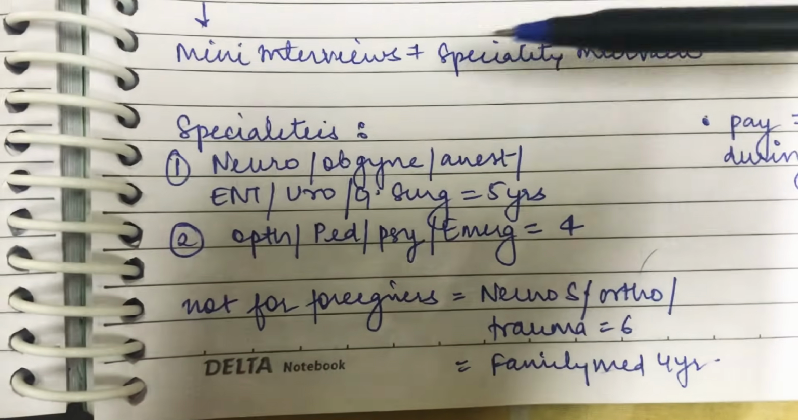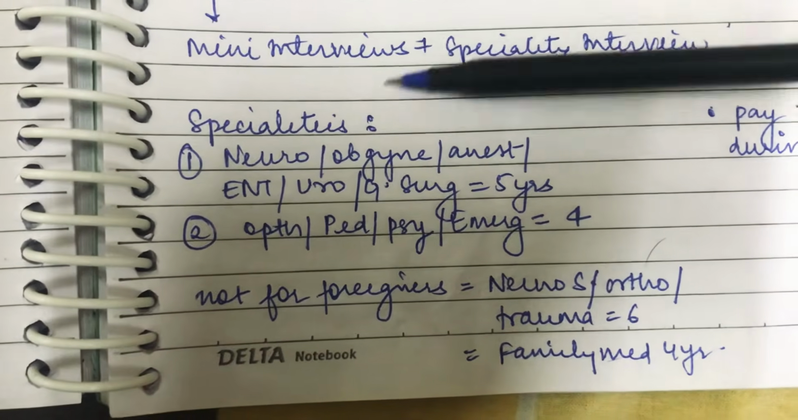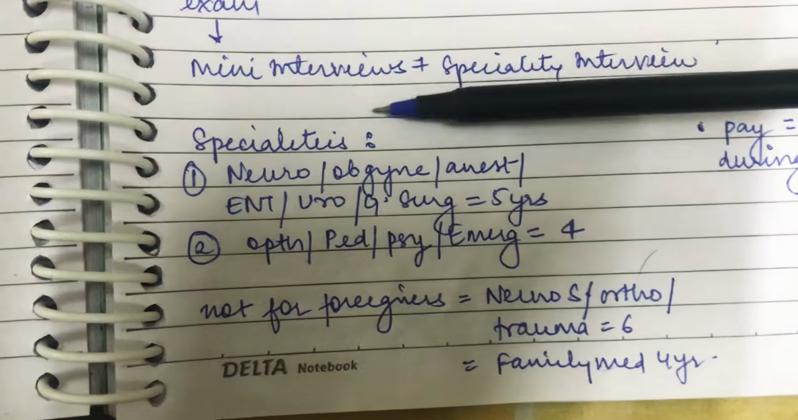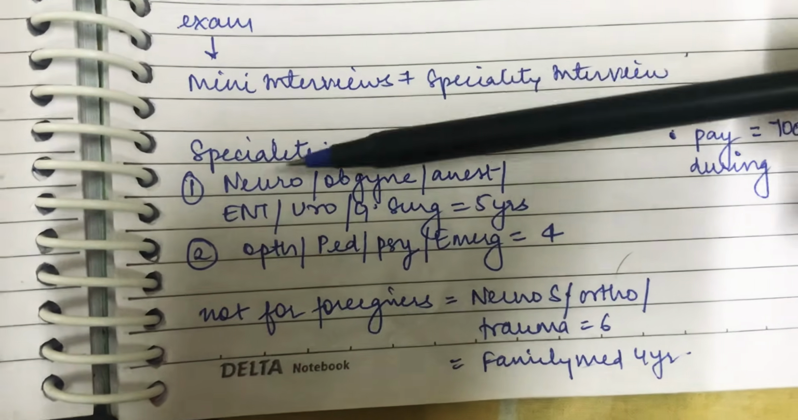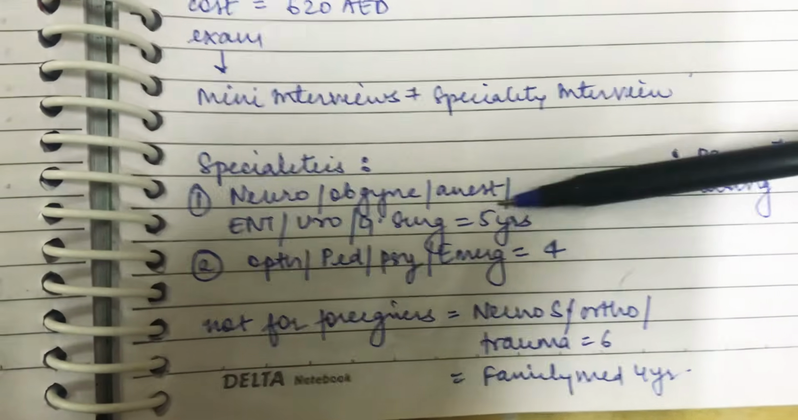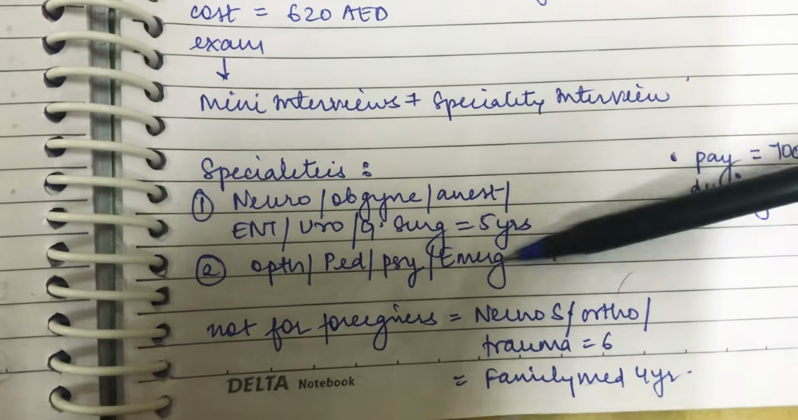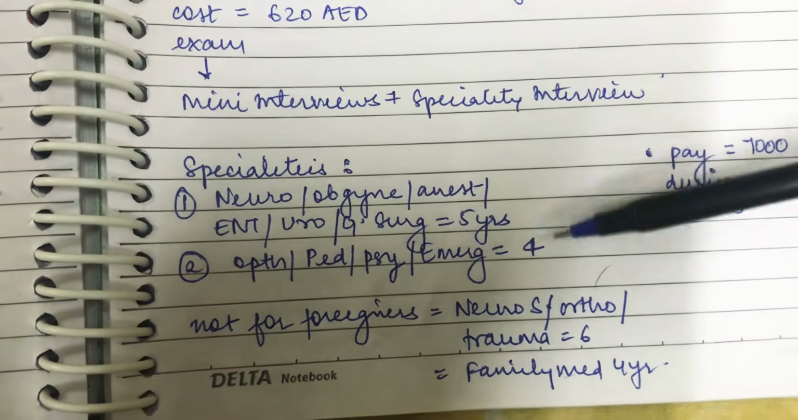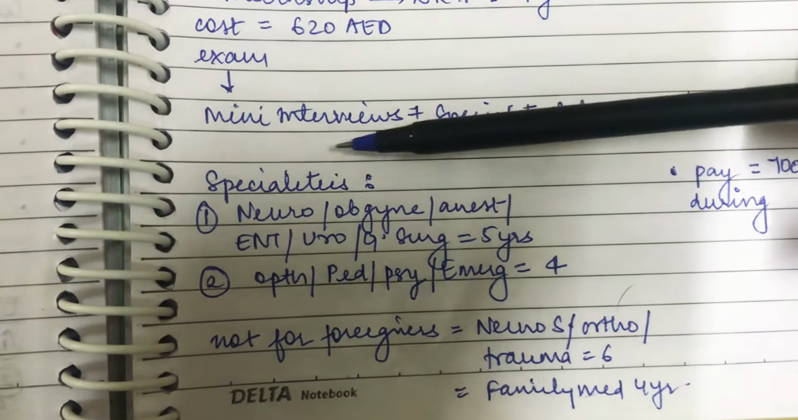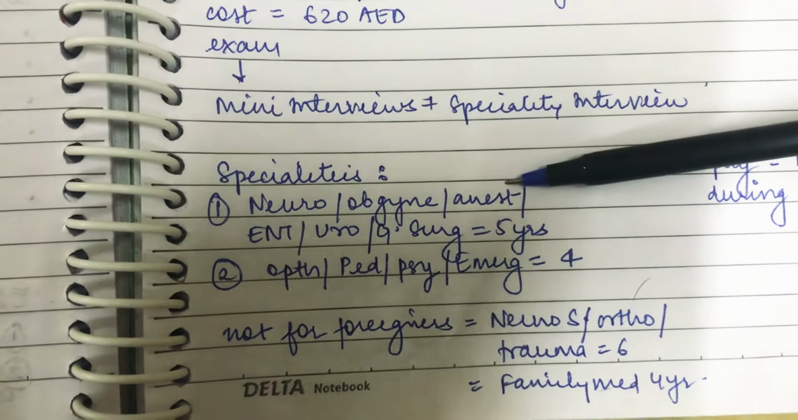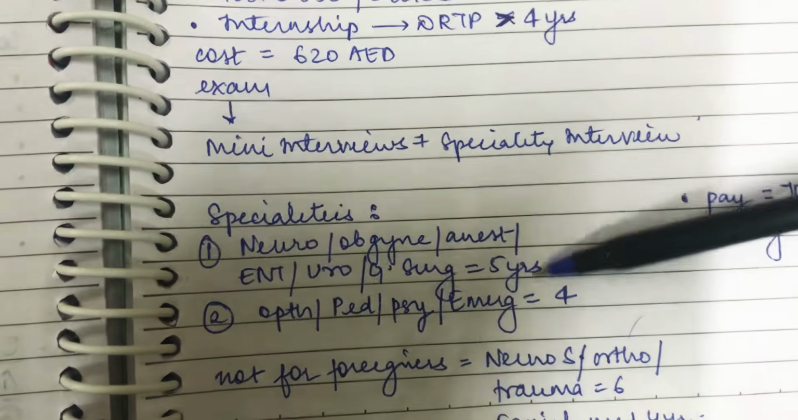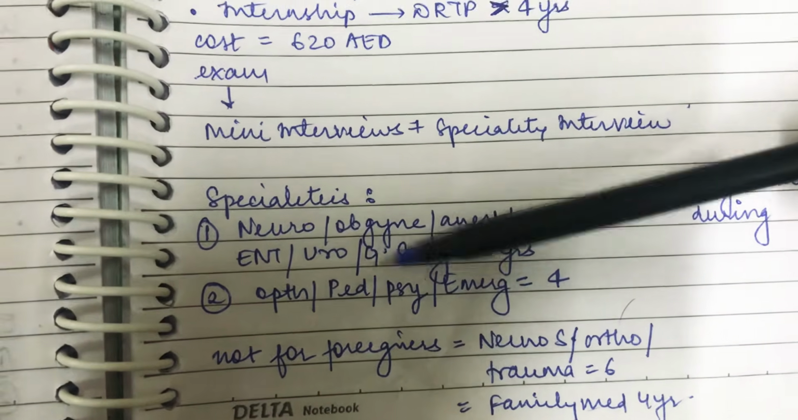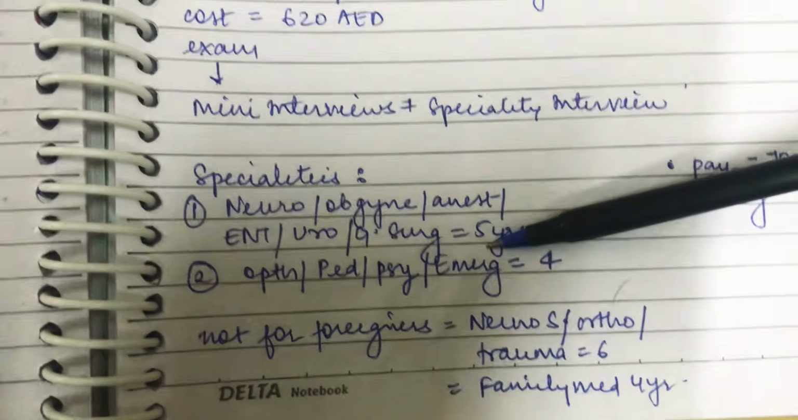Now one important thing to focus on here are the specialties that are available in UAE, or especially in Dubai, after the EMREE examination. I have pointed them out in 2 ways: those that are 5 years, and those that are 4 years. The 5-year programs are neuro, obs-gyna, anesthesiology, ENT, urology and general surgery. The 4-year programs are ophthalmology, pedia, psychiatry and emergency medicine.